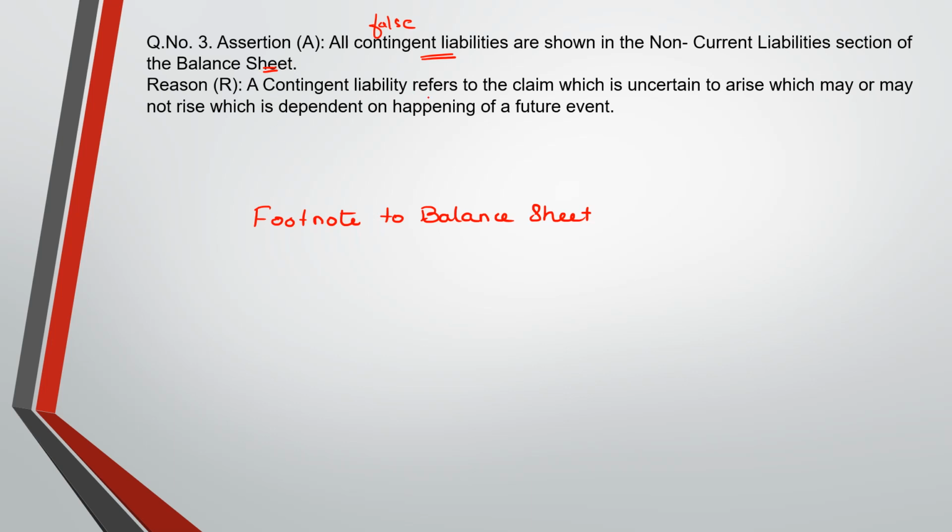The reason: a contingent liability refers to a claim which is uncertain. Yes, it's uncertain, depends upon the final decision, which may or may not arise, which is dependent on the happening of a future event. If the case goes against the company, then the liability would arise. And that going against is uncertain still. So that is contingent liability. Yes, that is true. So this is a case where your assertion is false, but reason is true. So if you see, option D provides you with this, where assertion is false and the reason is true. So this is the right answer.